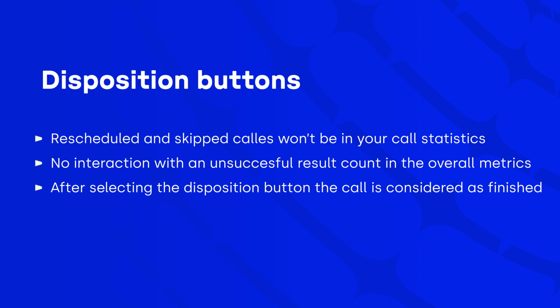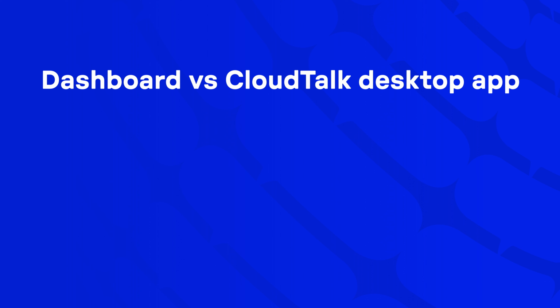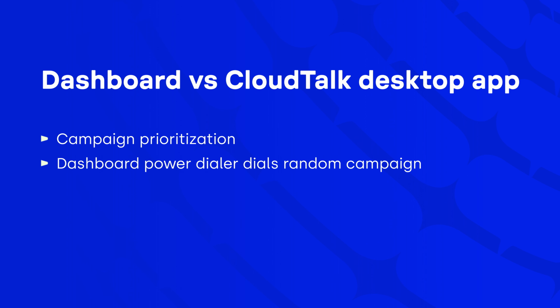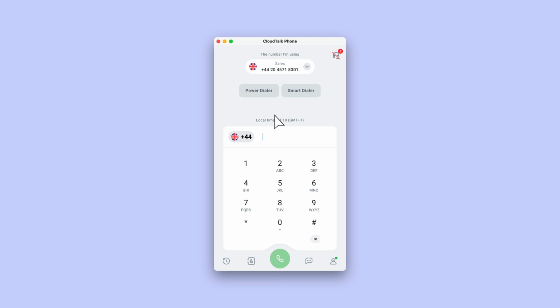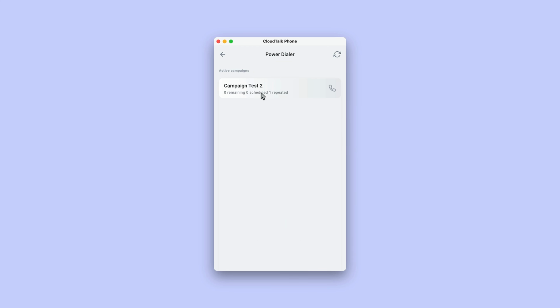Now let's talk about accessing the power dialer from the CloudTalk desktop app. While the interface of the dashboard and desktop app looks pretty similar, there are some important differences. First, there is campaign prioritization. If you have multiple campaigns running at the same time, you won't know which one will be dialed when using your power dialer through the dashboard. To work around this, you can deactivate all campaigns and keep just one active. However, when using the desktop phone app, you can actually choose the campaign you'd like to work on.